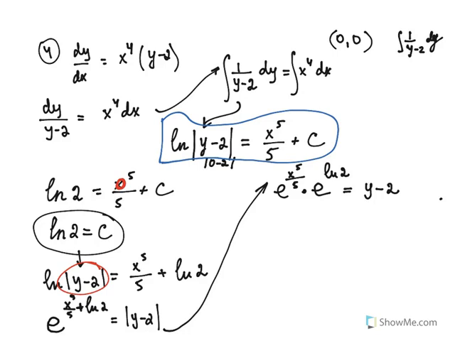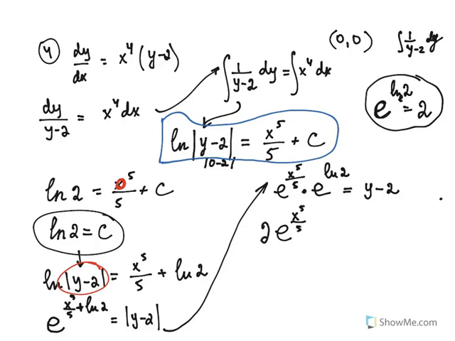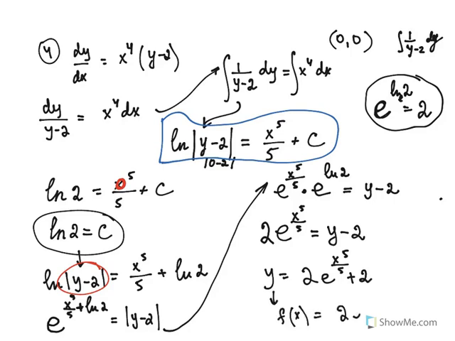By the way, what is e to the power of ln of 2? The algebra 2. That just gives you the 2, because the big base equals the little base on the top, so it's just 2. We get e to the power of x to the fifth over 5 times 2. I would like to put it in front, it's my coefficient, equals y minus 2, and therefore y equals 2e to the power of x to the fifth over 5 plus 2. And that is my f of x. And now I'm done. It looks cleaner and much better.